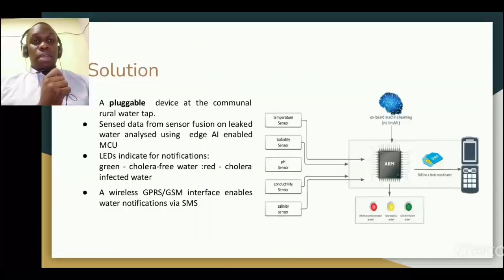The solution will be a pluggable device on the communal rural taps, sensing physical chemical parameters of water: temperature, turbidity, pH, and conductivity, which is also related to salinity. These are the parameters that are necessary for the existence of biological matter in water. This affects the existence of cholera cells, the number of cells. They will determine how many cholera cells will be in water, and whether they will increase or reduce. Also, these sensors will digitize water data and feed it into an MCU that is ARM-based.